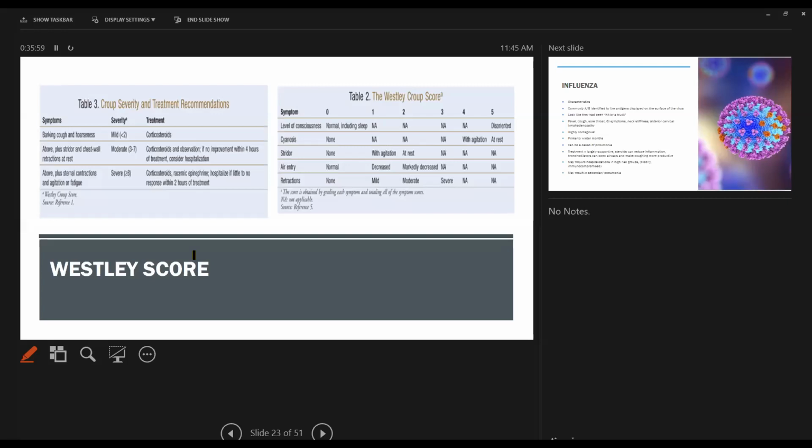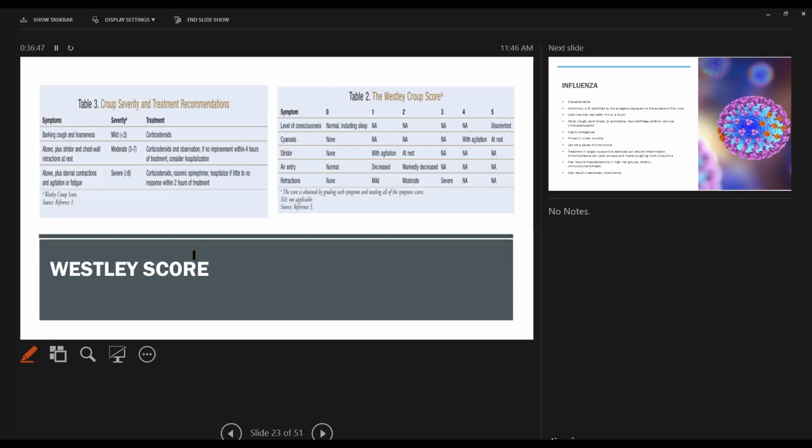You grade each of these things on the right-hand side: level of consciousness, degree of cyanosis, stridor, air entry, and retractions. For each of these, you give them a score and then you calculate the total number. So if their level of consciousness is disoriented, they get a 5, okay? If they are cyanotic with agitation, they get a 4, so now they're a 9 already. And if they get stridor with agitation, then it's a 1, and at rest is a 2. Air entry, we want to see if there's marked or decreased air entry, so that would be wheezing. And if they're retracting or showing any signs of respiratory distress, then we can also give them another number.